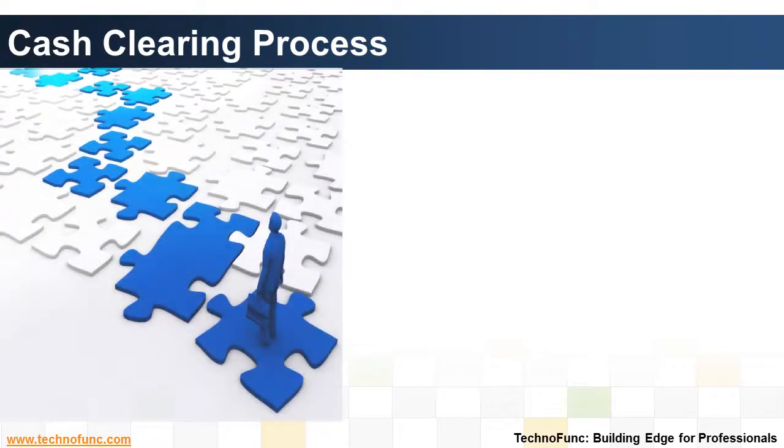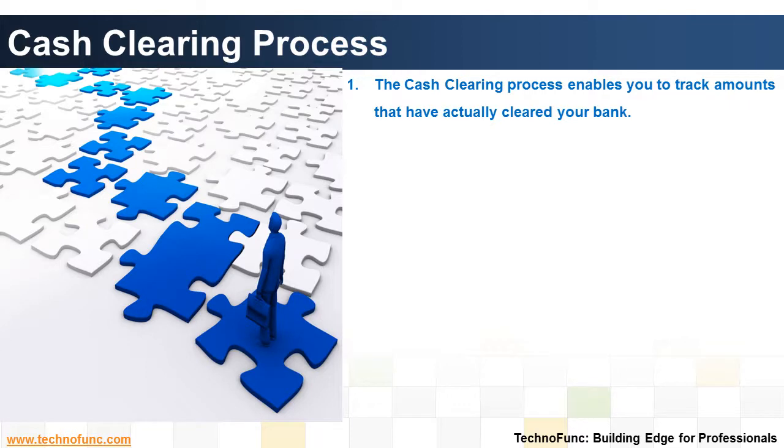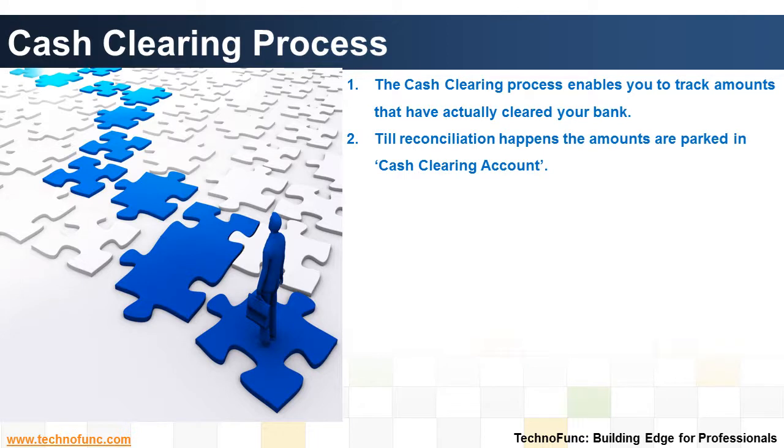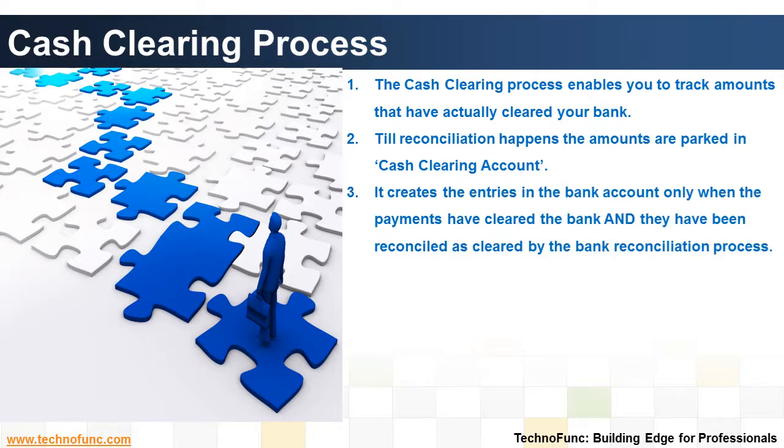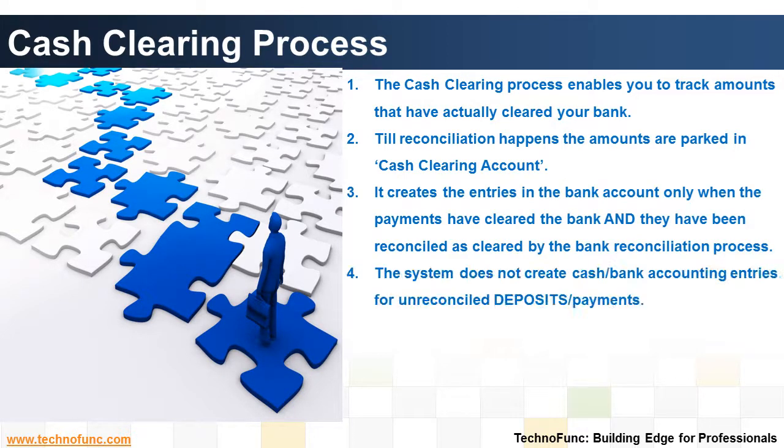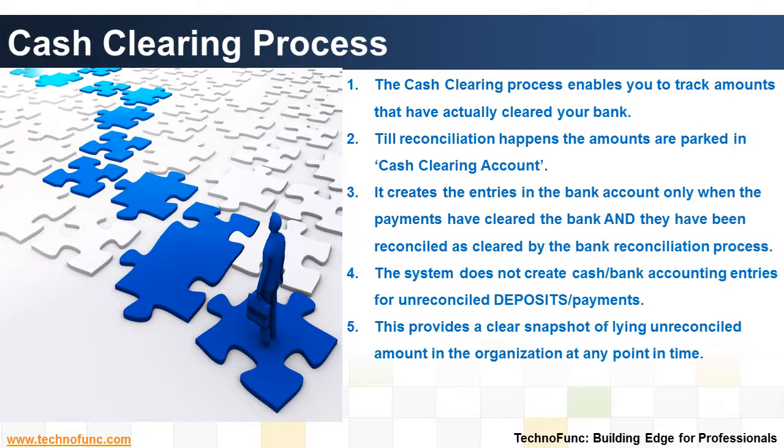Cash clearing process. Rather than hitting the bank accounts, in cash clearing systems the cash or bank transactions are parked in cash clearing account. Once reconciliation with bank statement is done, the reconciled amount is transferred to cash account or bank account. This provides a clear snapshot of lying unreconciled amount in the organization at any point in time. The cash or bank account reflects only the balance that has been reconciled with the transactions of bank.